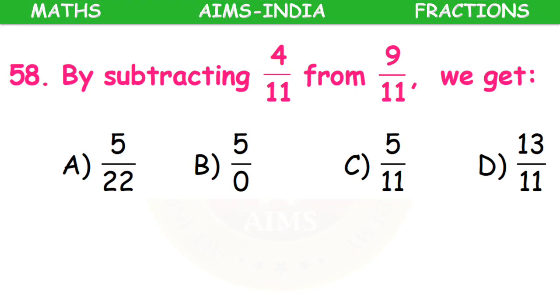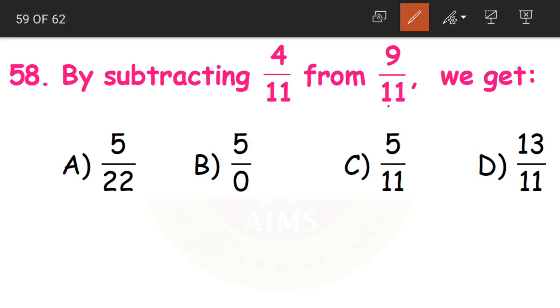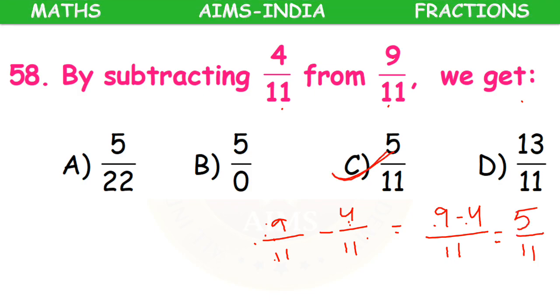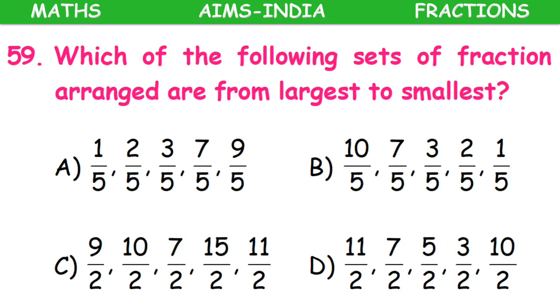Next, by subtracting 4 by 11 from 9 by 11 we get, what should we do? From 9 by 11 we need to subtract 4 by 11. That is nothing but 9 minus 4 divided by 11. That is nothing but our 5 by 11, option C. Yes, children? Yes.